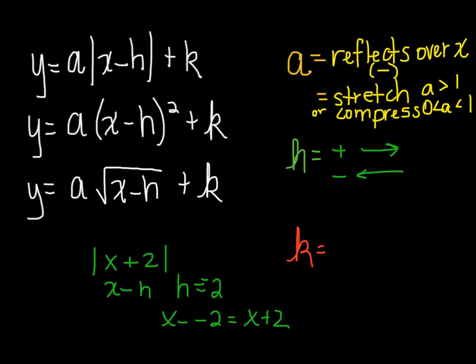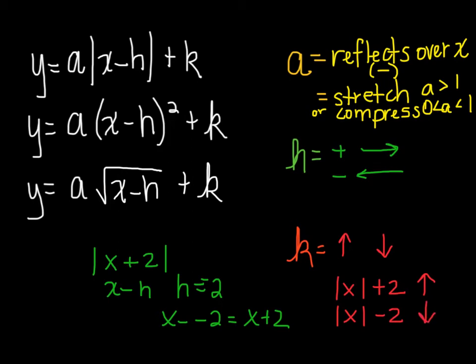Okay, all right, let's look at K. What did K do? K shifts me up or down. And since the parent functions you can see are all plus k, plus k, plus k, I actually move exactly what it says to do. So if at the end of the function it says plus 2, that's going to be an upward shift. Minus 2, that's going to be a shift down.